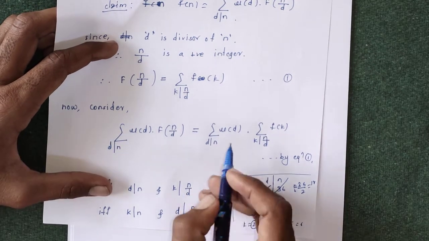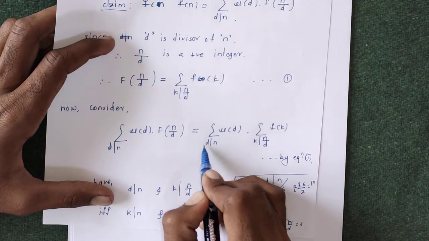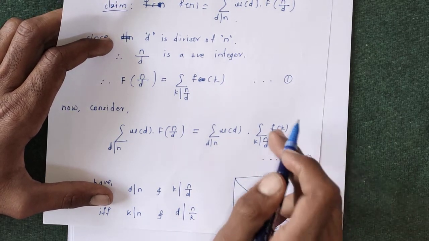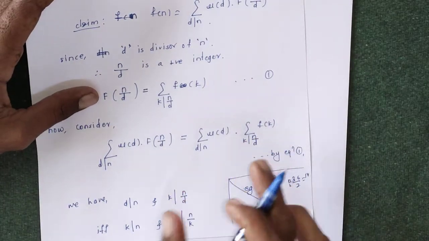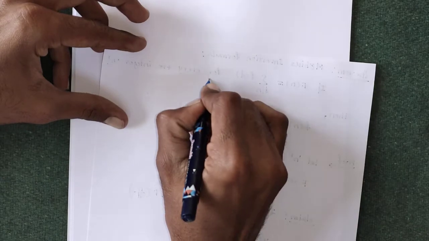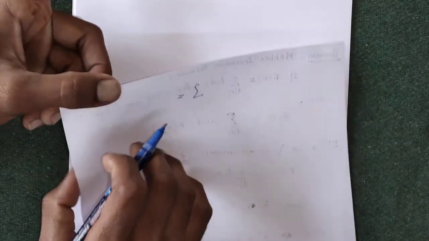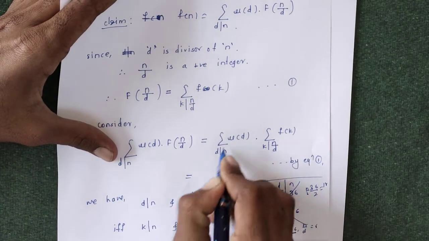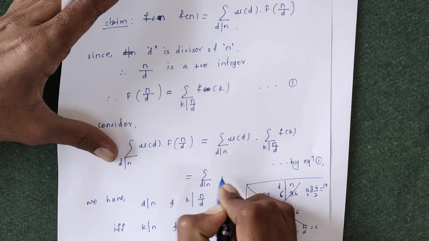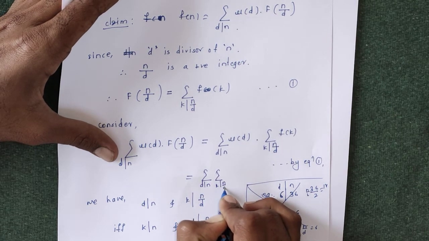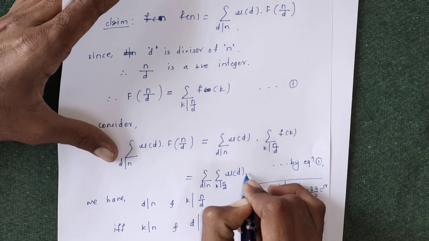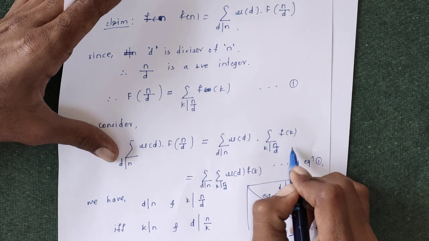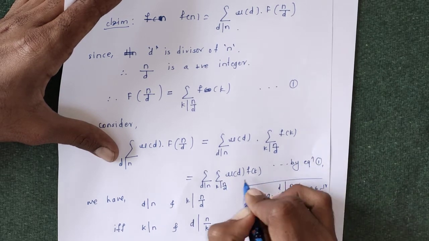Now just exchanging or rewriting, k divides n and d divides n by k, we will get this equation. By equation 1, just rearrange this as summation over d divides n, summation over k divides n by d, of mu of d into f of k. Just taking the summation common and rewriting this, we get this; the reason is that this is by equation 1 and this is another equation.